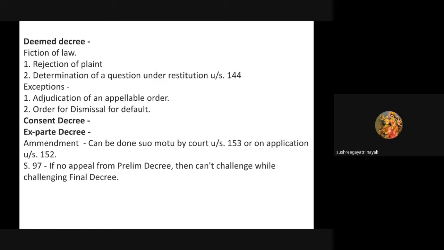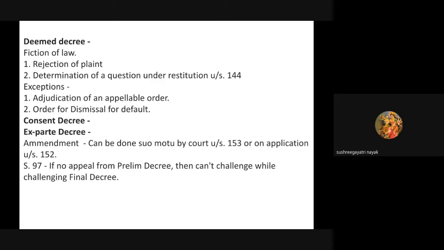Now, what's a consent decree? Time and again it happens that both parties come and they later decide that they do not actually want to pursue the case in the court any further, and they have decided within themselves that this is the decree that they want to draw.